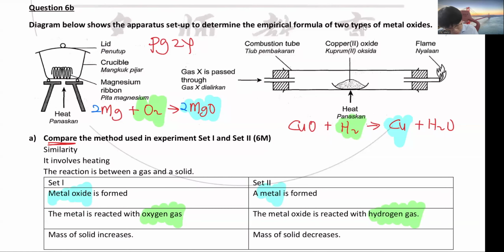Then after that, in one the mass is increased. The reason is Mg changes to MgO, so the mass increases. In the other, CuO becomes Cu, and the mass decreases because it lost oxygen. One side gains oxygen, one side loses oxygen. That's why one mass increases, one mass decreases.